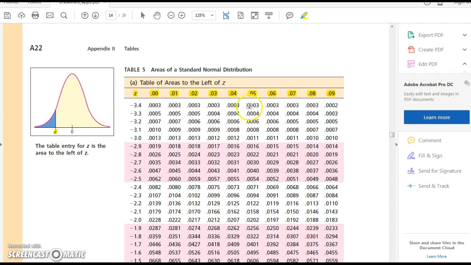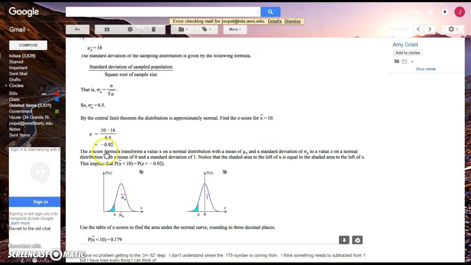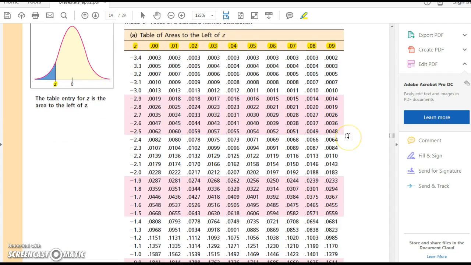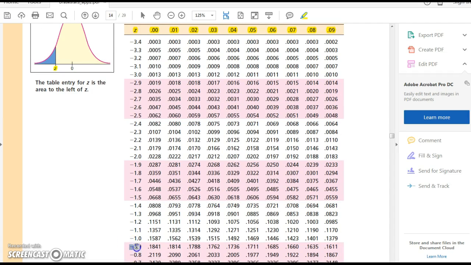Okay, so in that particular problem, you had a value of negative 0.92. So we're going to split between the 9 and the 2, between the tenths and the hundredths place. So we need a negative 0.9 row, and we need just this 0.02 column. Basically the only thing we have to do is look to see where this intersects. If I go across and down, I see that this intersects at a value of 0.1788.